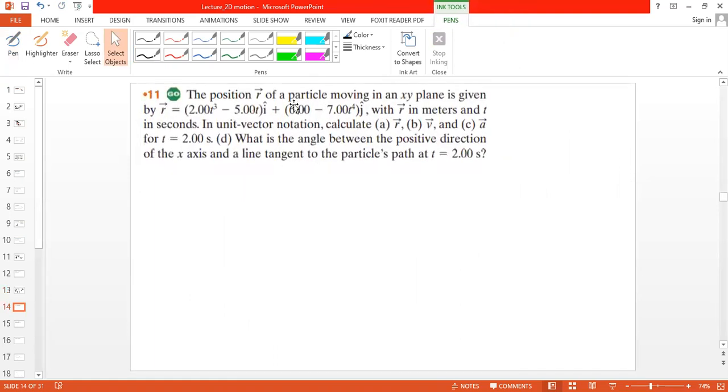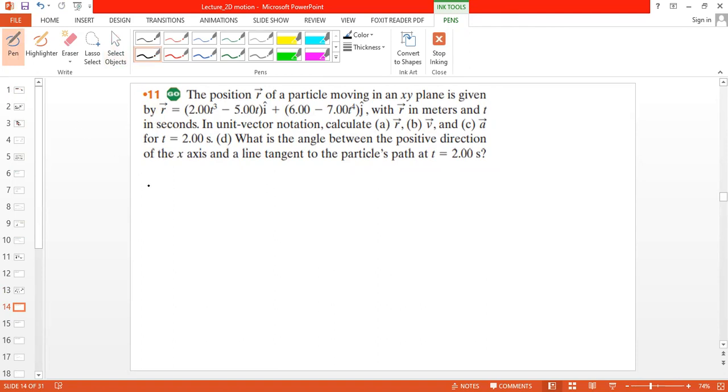The position vector r of a particle moving in the xy plane is given by r equals 2t cubed minus 5 i plus 6 minus 7 t to the power 4 j, where r is in meters and t is in seconds. In unit vector notation, calculate r, v, and a for time t equal to 2 seconds. What I have to do is find the position vector, velocity, and acceleration at time t equal to 2 seconds. Okay, this is really very easy math.